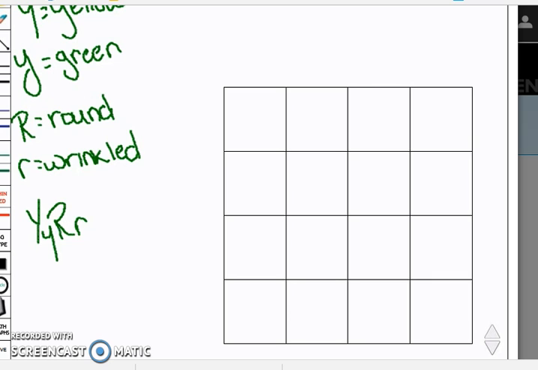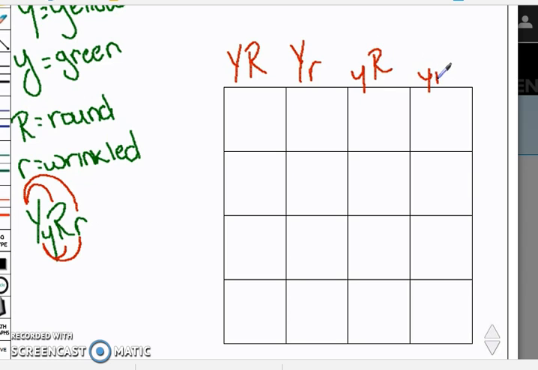To figure out what goes in the squares, the easiest thing to do is to see the combinations. Your first combination is a capital Y, capital R. Your second combination is a capital Y, lowercase r, lowercase y, capital R, and a lowercase y, lowercase r. We'll have the male for the top ones. For the female, she's going to have the same possibilities, since they're both heterozygous for both traits.